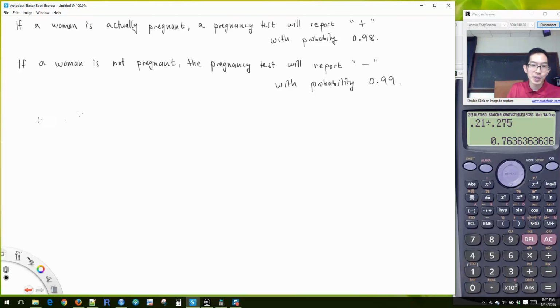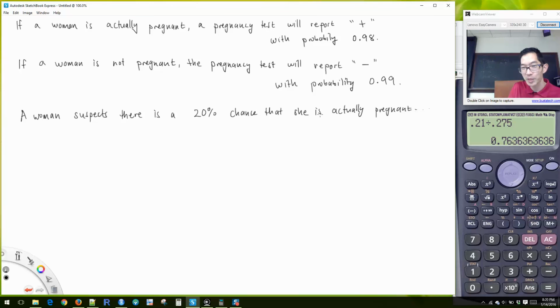And then I don't know how the woman knows this, but we'll say a woman suspects there is a 20% chance that she is actually pregnant. Okay, I don't know how anybody could come up with such a number, but just for the sake of this illustration, we'll say that that's what she figures.